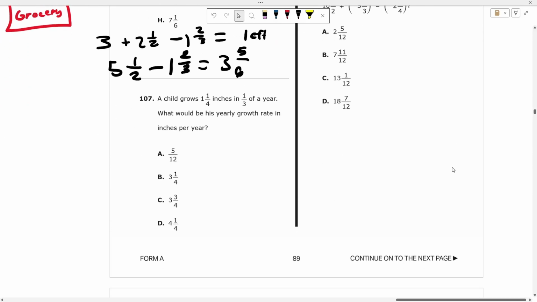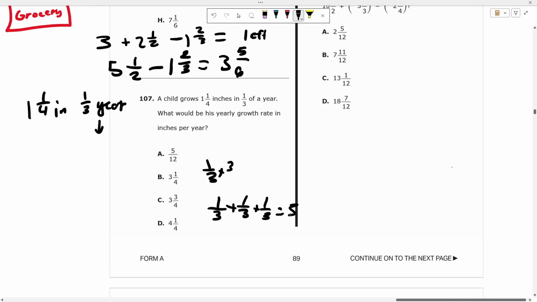107 says that a child grows 1 1/4 inches in a third of a year. What would be his yearly growth rate in inches per year? Okay, so what's his growth rate? If he grows 1 1/4 inches in 1/3 of a year, how do I convert this 1/3 of a year into a full year? Well, I can multiply it by 3, can I not? 1/3 plus 1/3 plus 1/3 is equal to 1, which is 1 whole year.